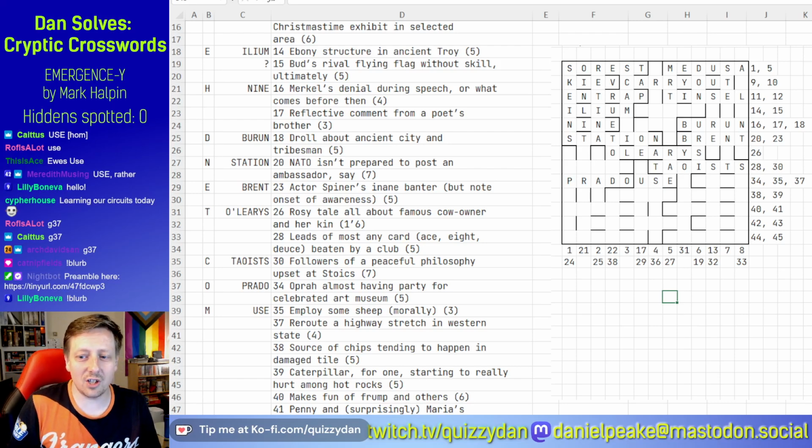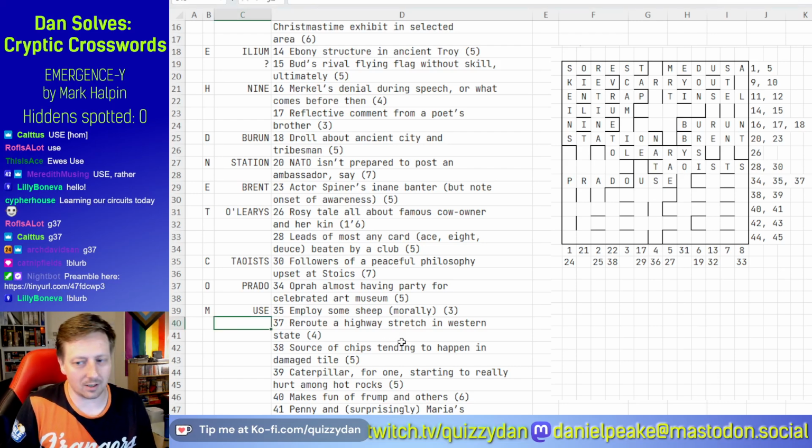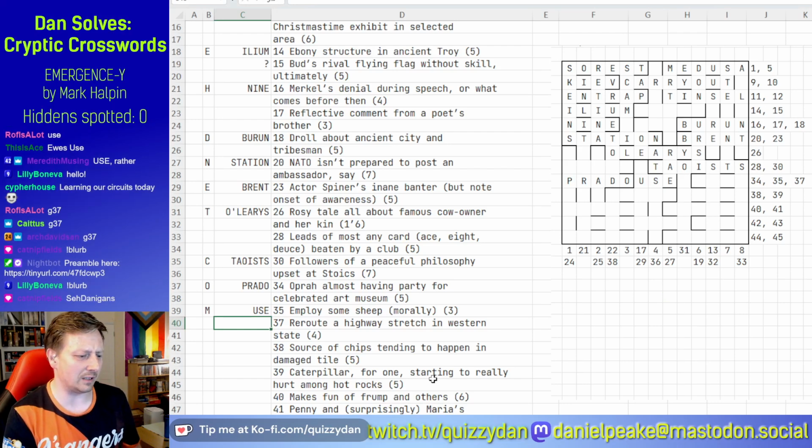And learning circuits today. What electrical circuits? What sort of things were you learning?